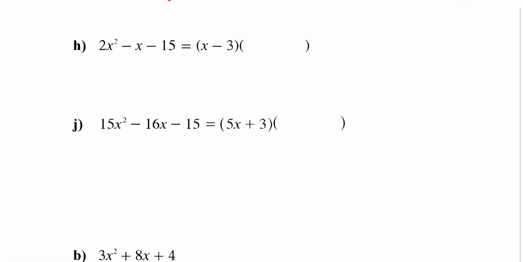Okay, let's move on to letter H here. Let me highlight the first term here, 2x squared, and I have an x there. So x times what will give me a 2x squared? Well, that's going to be a 2x. And my last term here is a negative 15. So negative 3 times what will give me a negative 15? That's going to be positive 5.